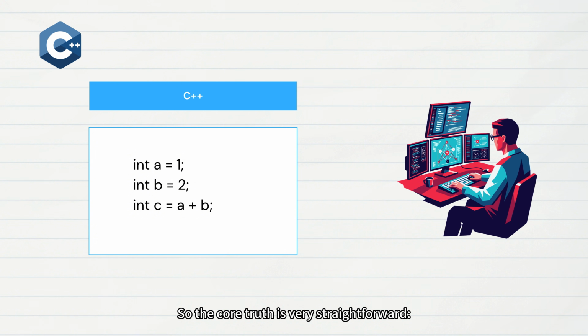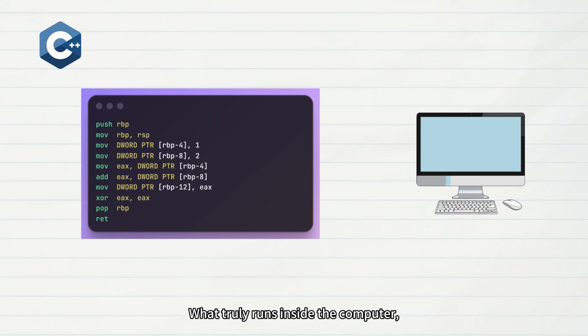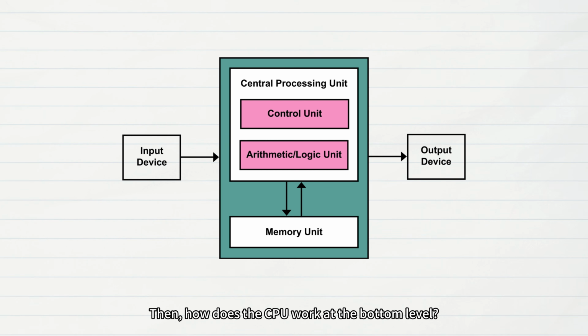So the core truth is very straightforward. The code you write is just a textual abstract description of the business logic. What truly runs inside the computer, consumes computing power, occupies memory and hardware resources, is the completely different binary instruction stream after compiler transformation. Then how does the CPU work at the bottom level?